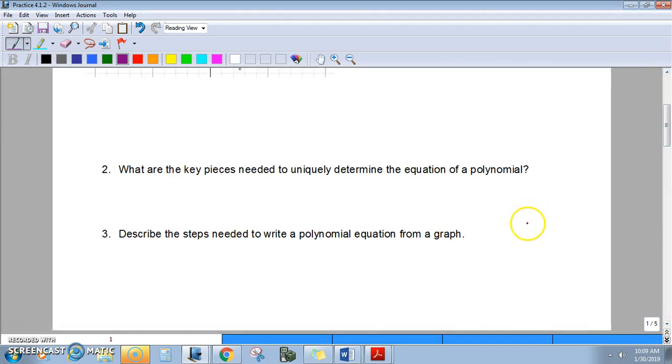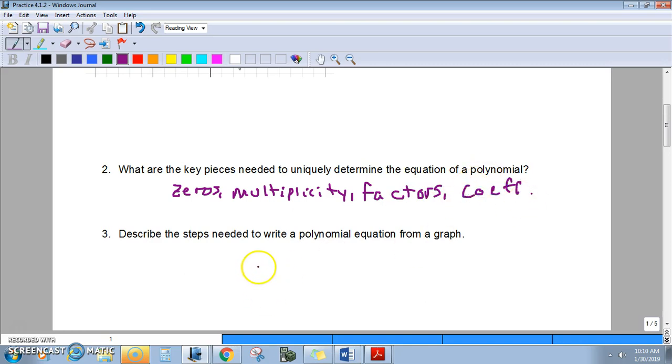What are the key pieces needed to uniquely determine the equation of a polynomial? So just literally those things that we talked about. The zeros, the multiplicity, the factors, and the coefficient. Although factors and zeros, you could say if you know one, you know the other. Describe the steps needed to write a polynomial equation from a graph. Okay, you just need to restate what we just did. And I trust you can go back and do that on your own.